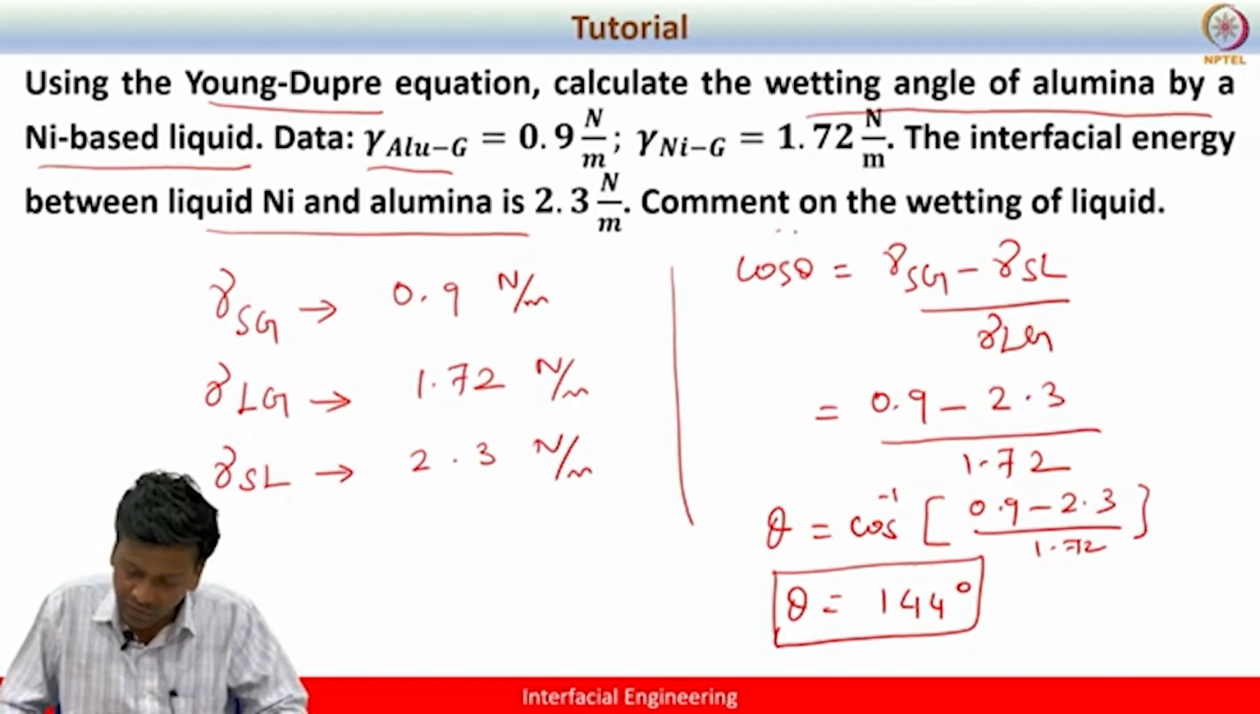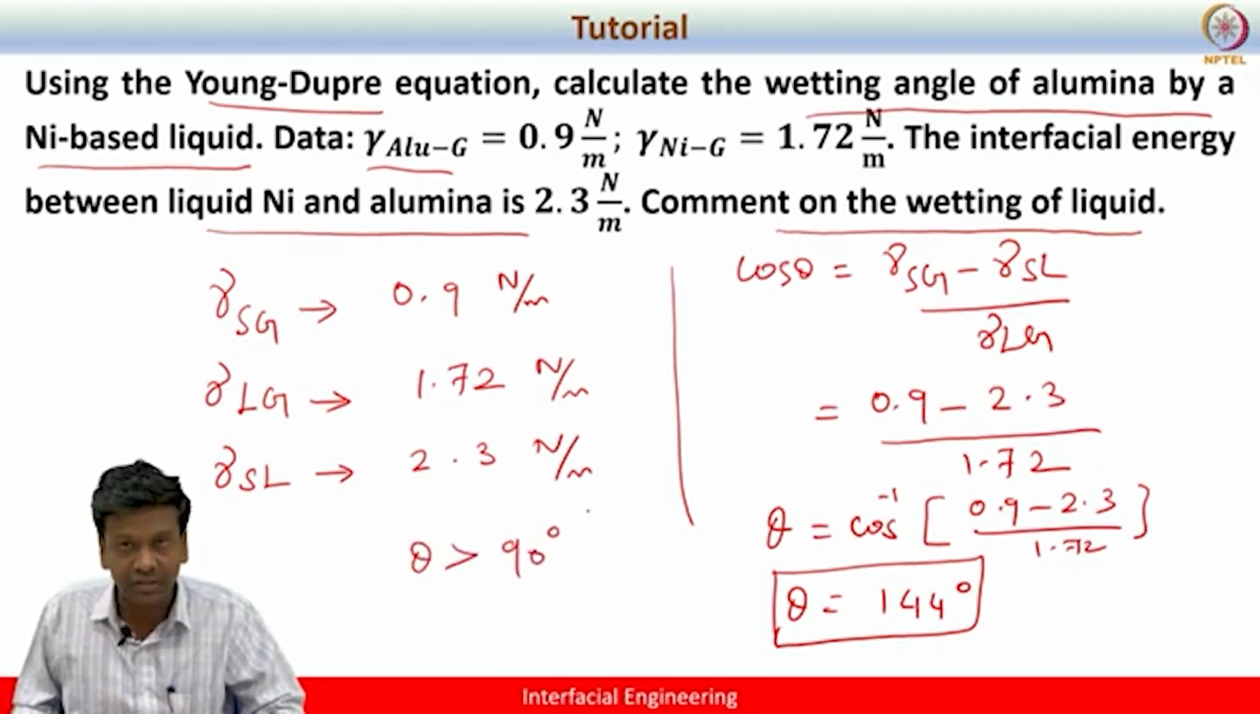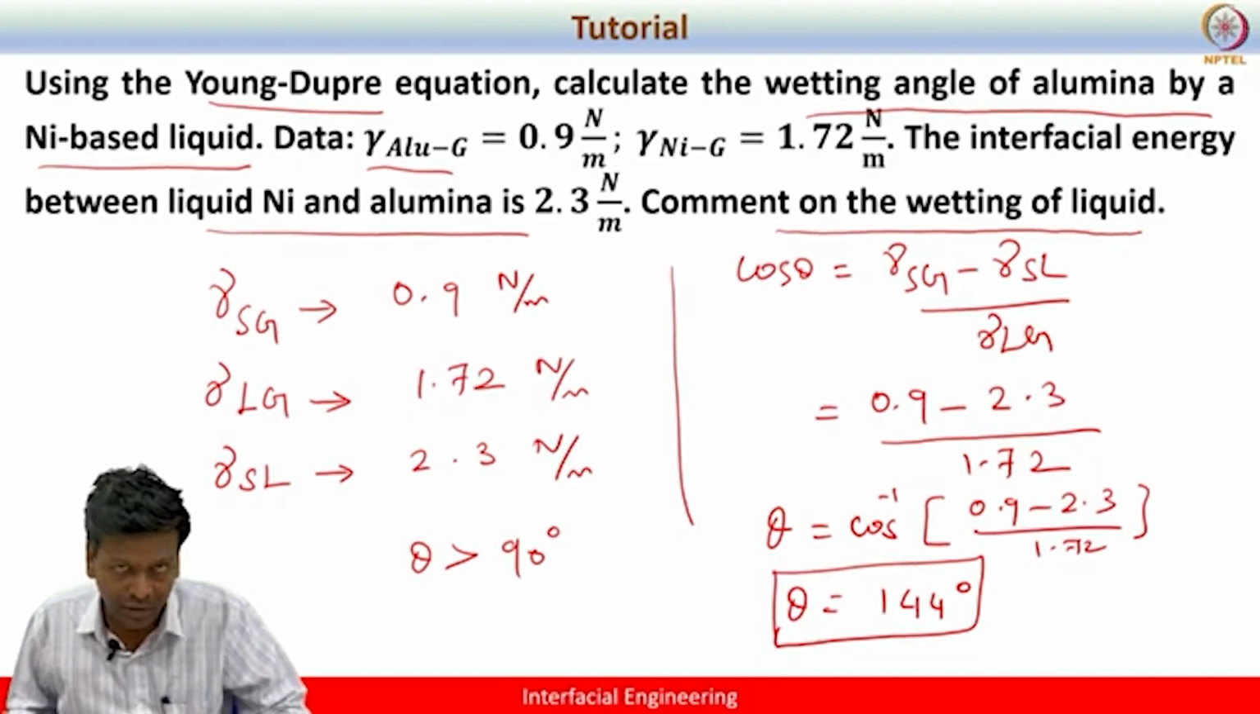So comment on the wetting of the liquid. You can say that since theta is greater than 90 degrees, it is hydrophobic. In fact, theta is very high, so it is almost like a super hydrophobic surface. So you can comment saying that the liquid will not wet the surface so easily.